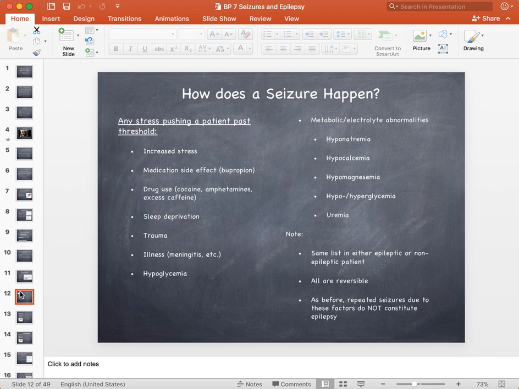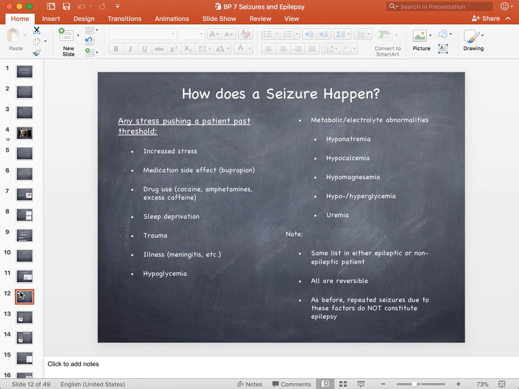The big ones: medications, bupropion is a very common one. Otherwise, drug use, cocaine, amphetamines, even excess caffeine in the right setting can do it. Sleep deprivation is a big one. Traumas, various illnesses, especially an illness inherent to the brain or supportive structures, can do it. Hypoglycemia can do it. You drop your blood sugar low enough, you can definitely have a seizure.